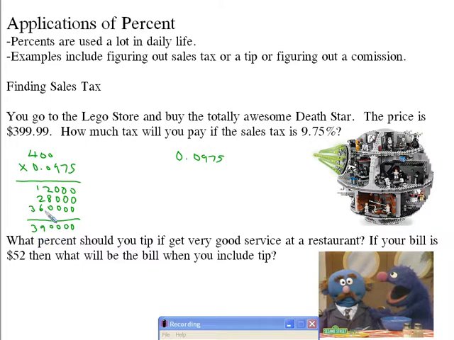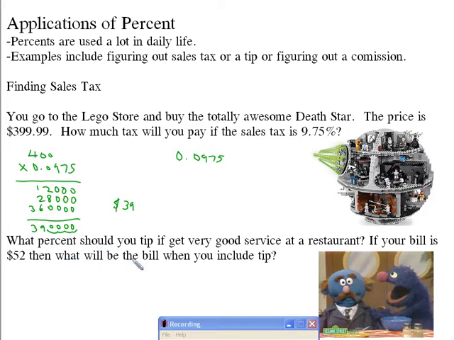Then we have to move the decimal point. How many spaces? 1, 2, 3, 4 spaces. You remember our rules on decimal multiplication. So we take our decimal point 1, 2, 3, 4. You're going to pay a total of $39 in sales tax. So the price of this whole thing, when you add it all up, is about $439, or $438.99. That would be the total price, and that $39 would be the sales tax.